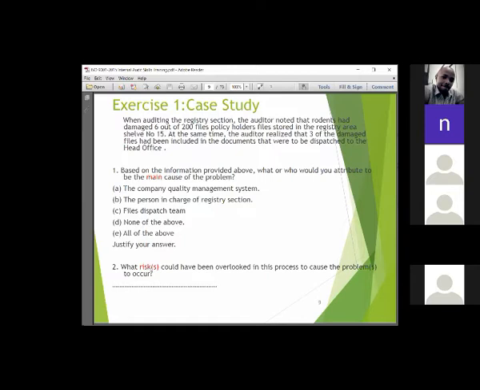Token 18, please proceed to cash counter 1.